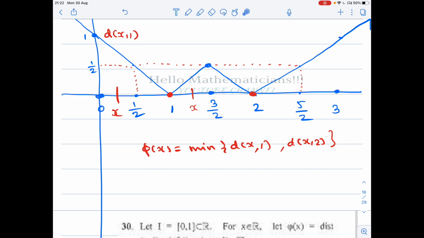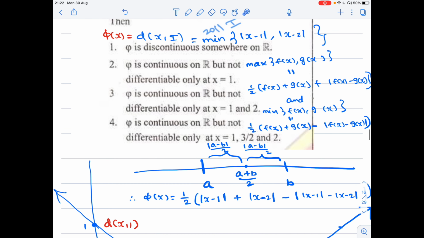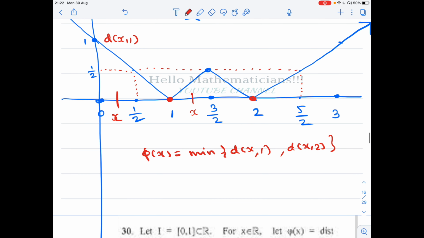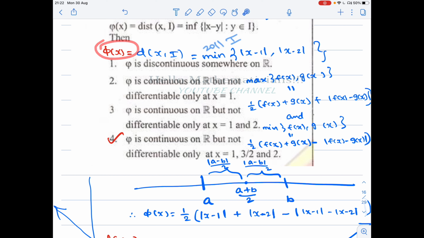So from that you can immediately conclude that at these 3 points the function is not differentiable, but it is clearly a continuous function, which you can see from the diagram itself. This is one way of seeing it, and the fourth option is the correct option. But if you are wondering why the function is not differentiable at these points, then we will use the second approach.